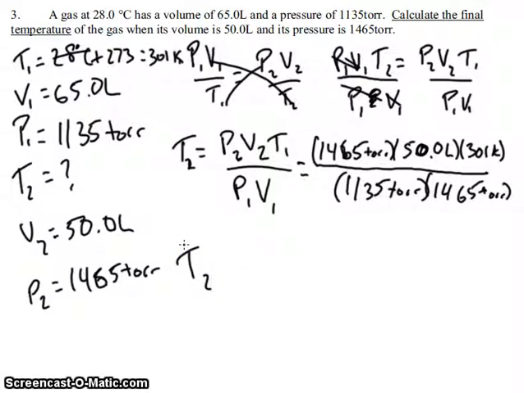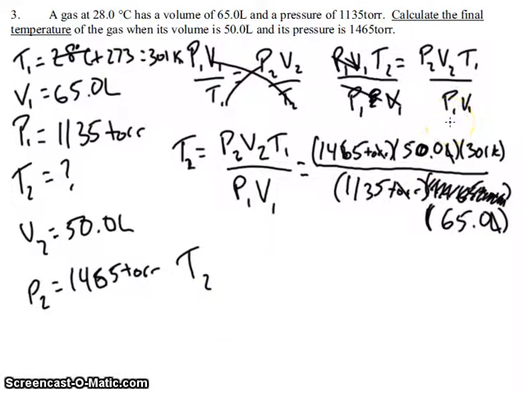So I'm going to take 1465 times 50 times 301. And I'm going to take that answer, I'm going to divide it by 1135. I'm going to hit enter. And I'm going to divide that by 14. Yeah, let's take a look. I put 1465 in here twice. That's a goof. Right? I put my P2 in instead of my V1. Sorry about that. My V1 was 65.0 liters. I knew something looked screwy there. So what I didn't do beforehand was make sure my units canceled. That's why I made a mistake here.